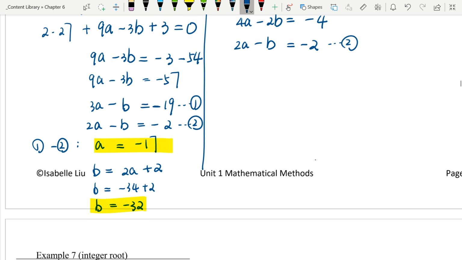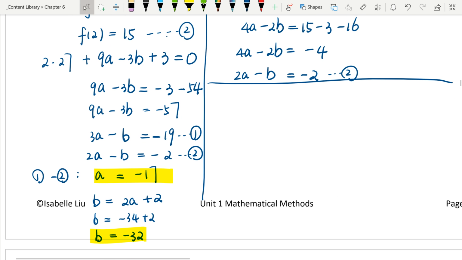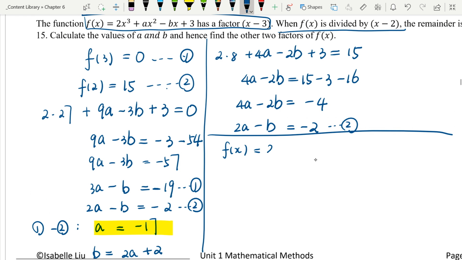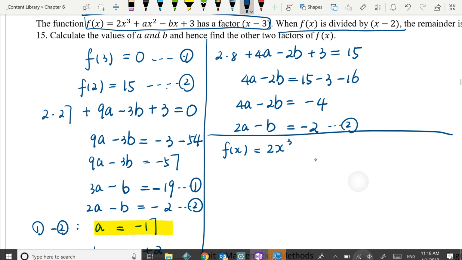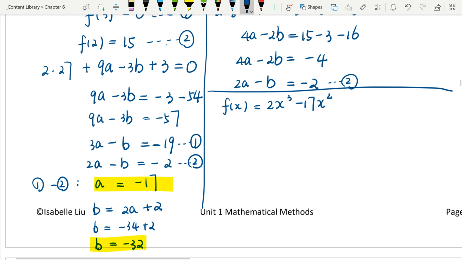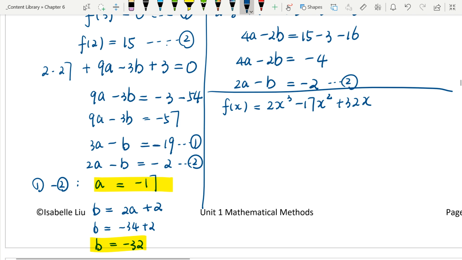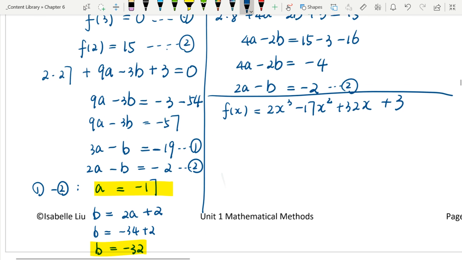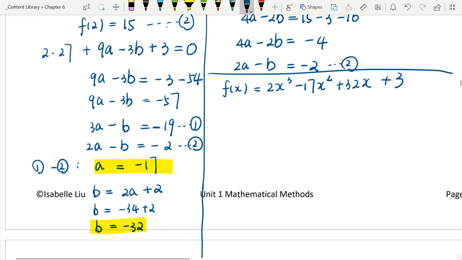Okay, I have both a and b here. And now rewrite the f(x) function for me. What's f(x)? f(x) is 2x cubed, minus 17x squared, plus 32x, then plus 3. Yep. All right.